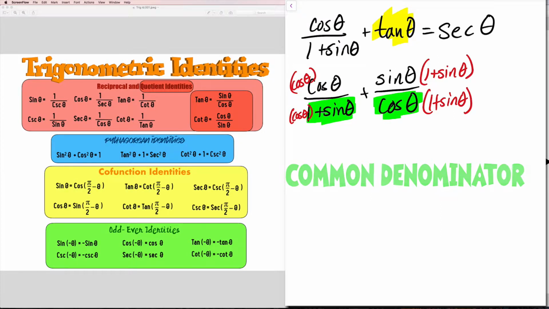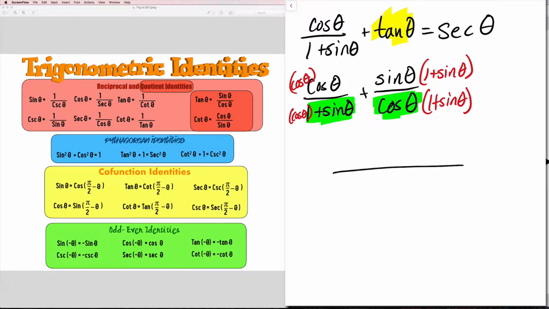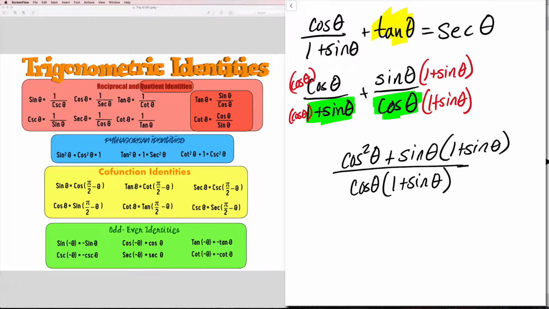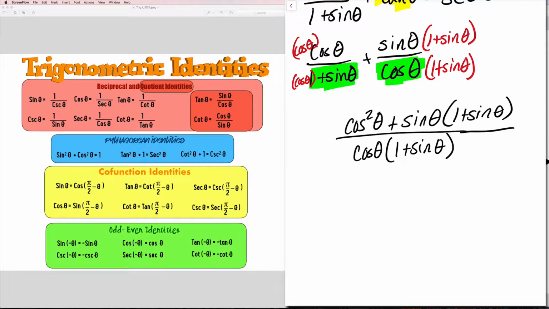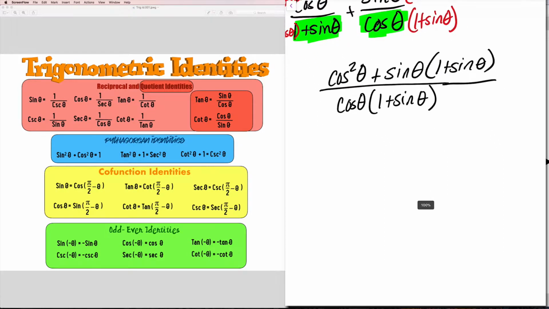Let's see what this looks like. Now let's keep in mind that I have a common denominator now. So my common denominator is cosine theta times 1 plus sine theta. Now I could put these together, but let's just hold off right now. Let's see what my numerator looks like. So my numerator looks like cosine squared theta plus sine theta times 1 plus sine theta. All right, so this looks kind of messy, but it is together. I do have a common denominator, so that's actually good.